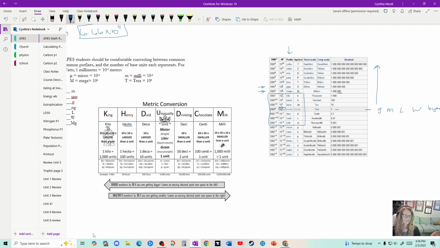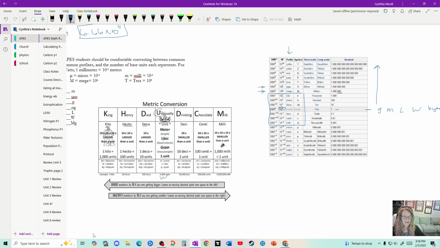So the K for king is the kilo, like a kilogram over here. The H is for hecto, which is a tenth of a kilo. The D is deca, which is a tenth of a hecto. Each, remember, divided by 10, divided by 10. The U is just the unit. So the unit can be the meter for length, the liter for volume, the gram for weight, the watt for energy, or the byte for computer memory.